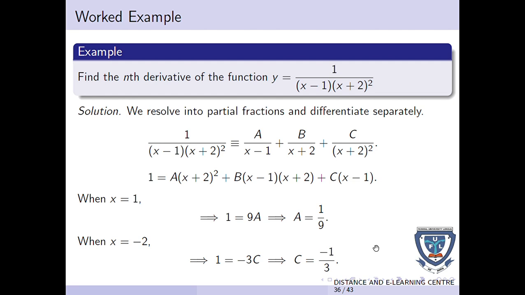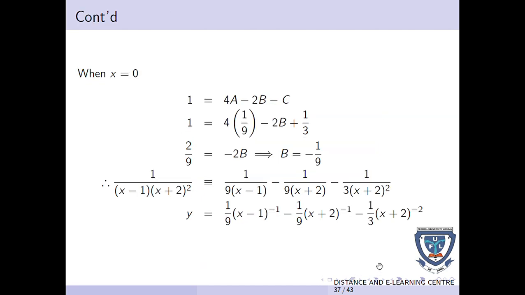So this is what you have, and in using the method of partial fraction, you're going to find your a, your b, and your c. And how do we find our a? You say let x be equal to 1. Your a will now be 1 over 9. Similarly, how do we find c? You say let x be equal to minus 2, and c becomes minus 1 over 3. Now we have gotten a, we have gotten c. The next is to get b.